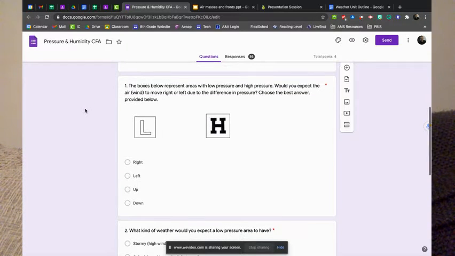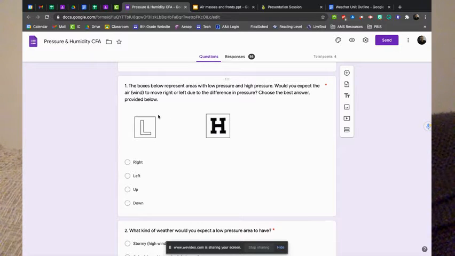So to go back through this and review a little bit, we have two boxes, and this question says the boxes below represent areas with low pressure and high pressure. Would you expect the air or the wind to move right or left due to the difference in pressure? So the difference in pressure is what these two things are here. On one side you have high pressure, on one side you have low pressure. So we have a difference in pressure between these two locations. And so we're trying to think, okay, what direction would the air move between these two?